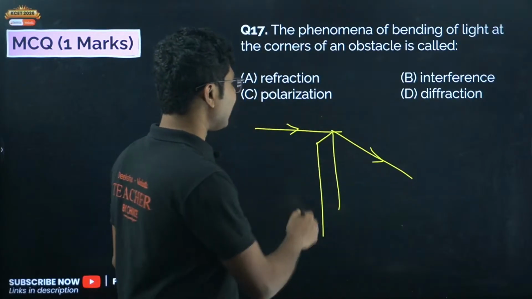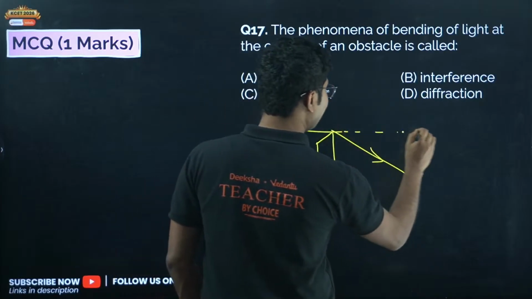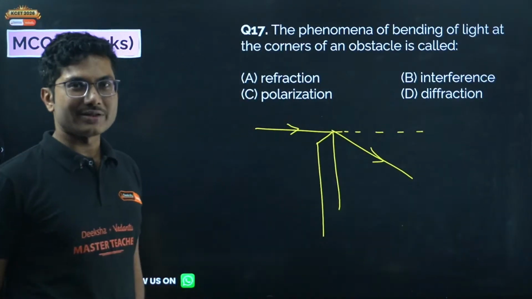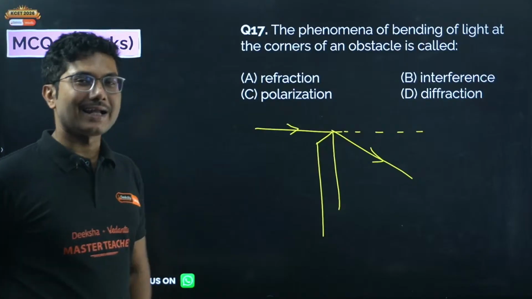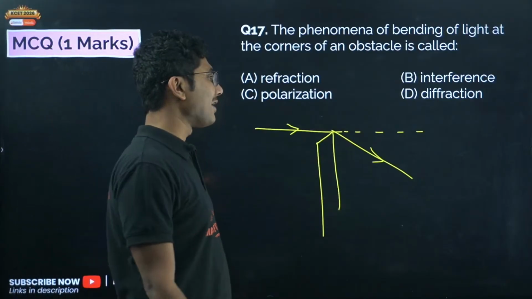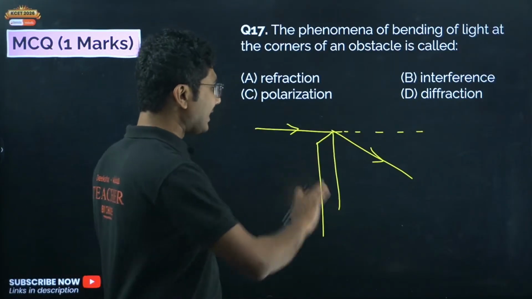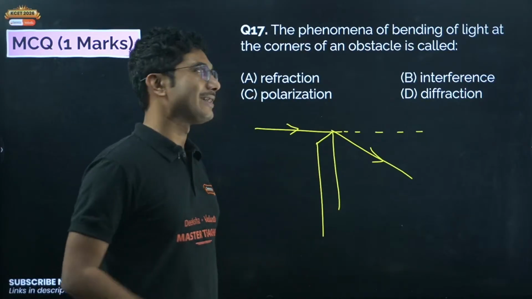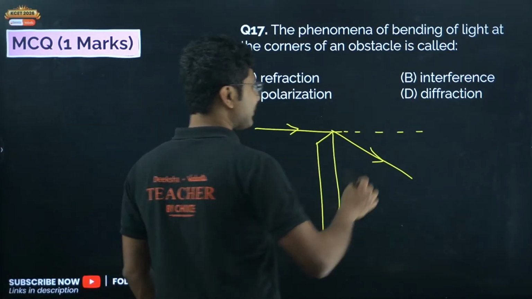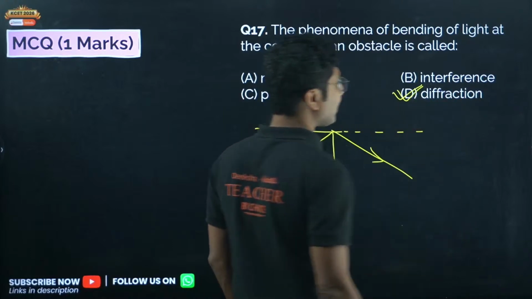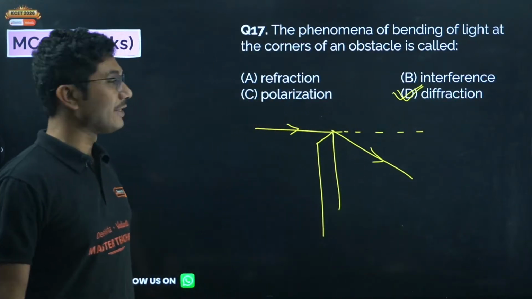Bending of light means normally when we are kids, we study that light always travels in a straight line, but in class 12th we are learning that light does not always travel in a straight line, but it can bend around edges as well, and that is called diffraction.